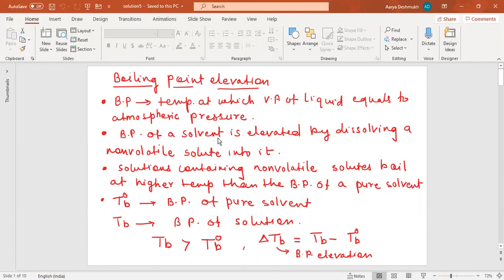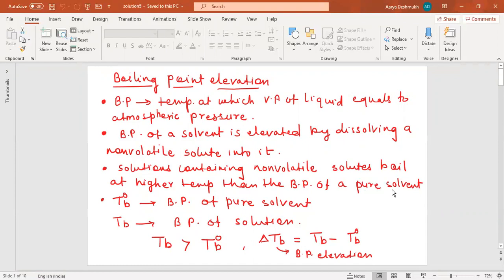The boiling point of the solvent is elevated by dissolving a non-volatile solute into it. So the solutions containing non-volatile solutes boil at a higher temperature than the boiling point of the pure solvent. Means when the non-volatile solute is added to the solvent, the solution which is formed will boil at a higher temperature than the boiling point of the pure solvent.